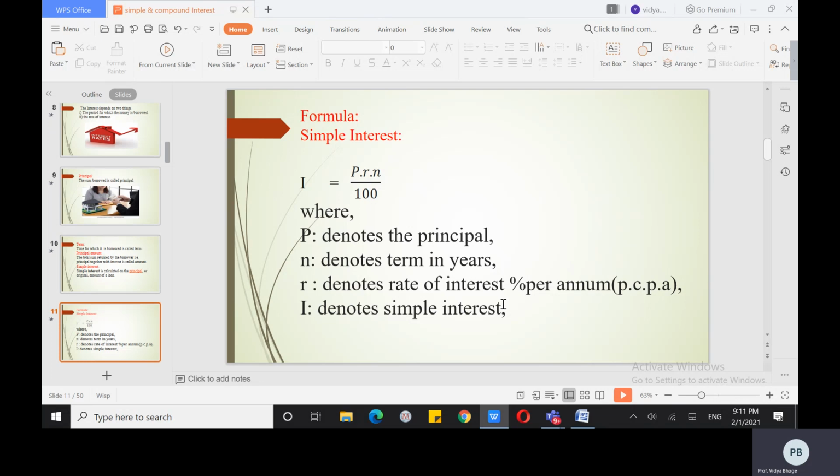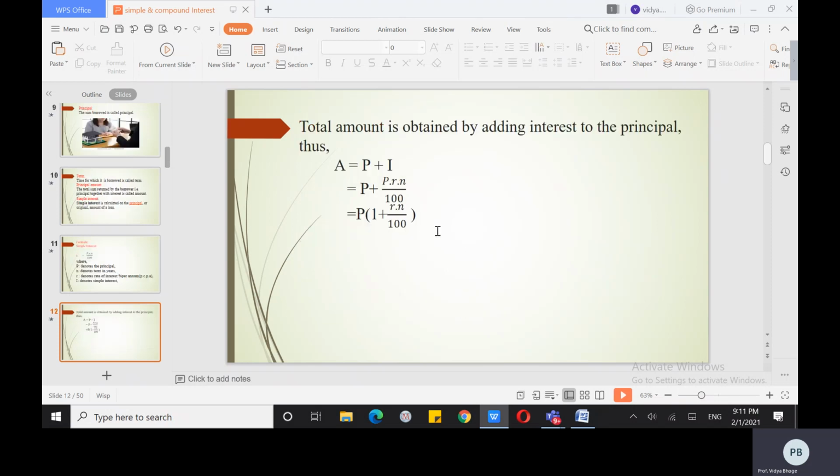What is the formula for simple interest? Simple interest can be denoted by the letter I, meaning interest. Interest is equal to P into R into N divided by 100, where P denotes the principal, N denotes the term in years, and R denotes the rate of interest percent per annum. I denotes simple interest. If we calculate the simple interest, then we use this formula: I is equal to PRN upon 100.